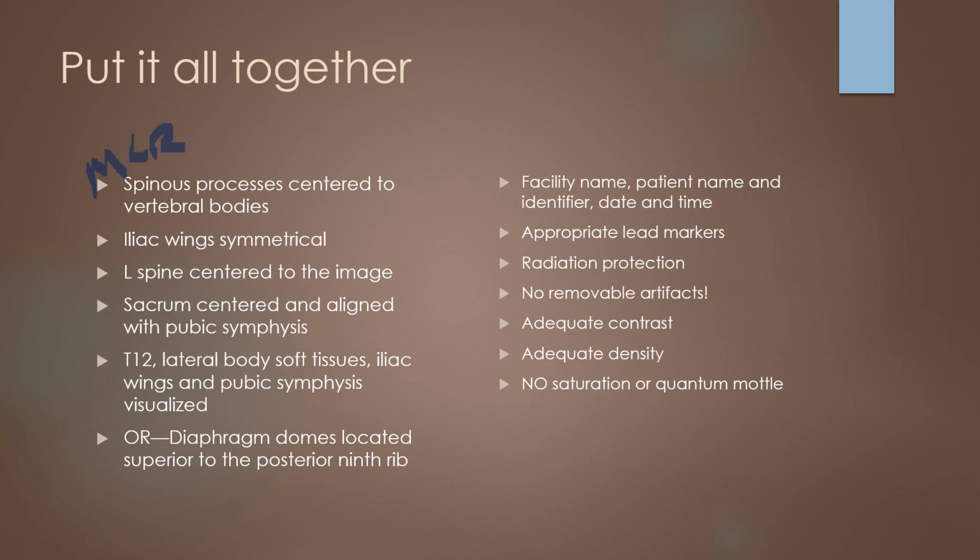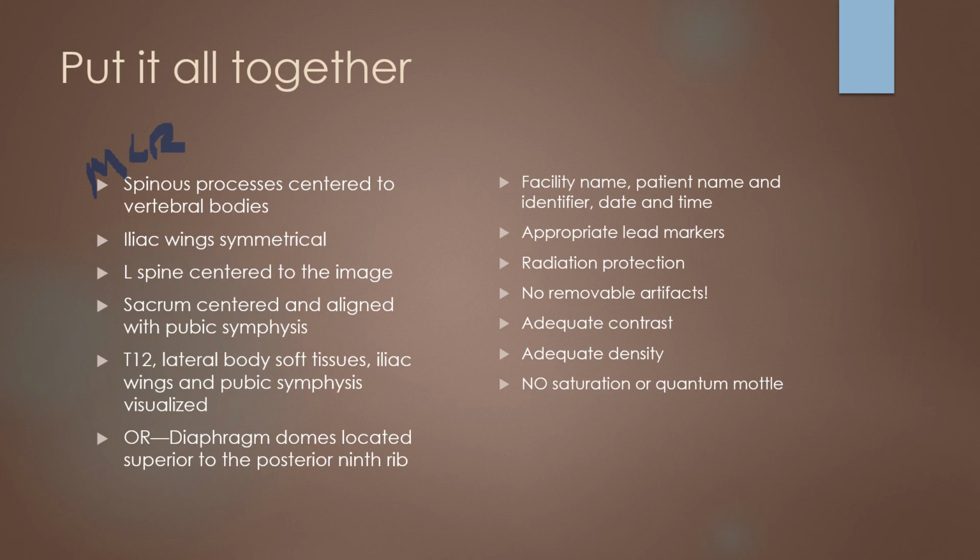Now, if they're not symmetrical, they're going to give you some hints. The side down, the side that's in a posterior oblique, is going to be large, where the side elevated is going to be narrowed. So that will tell you which rotation to correct. The lumbar spine should be centered to the image. The sacrum should be centered to the pubic symphysis. If your patient is rotated, the pubic symphysis is going to appear towards the side down, while the coccyx or sacrum is going to appear towards the side up.